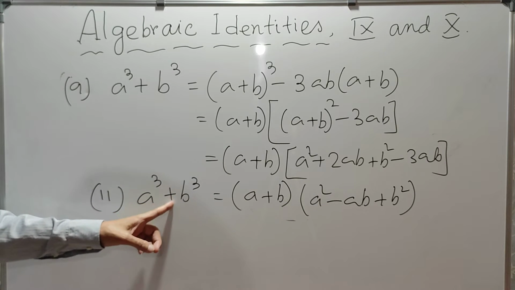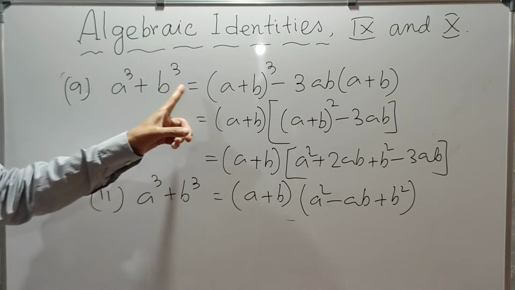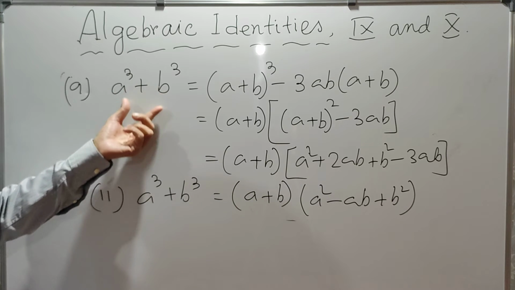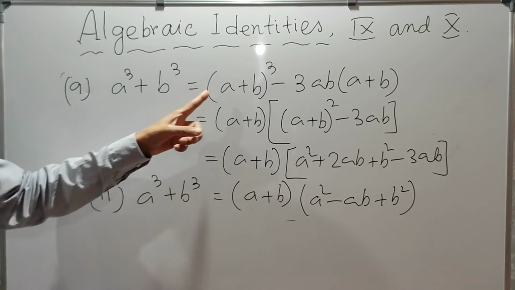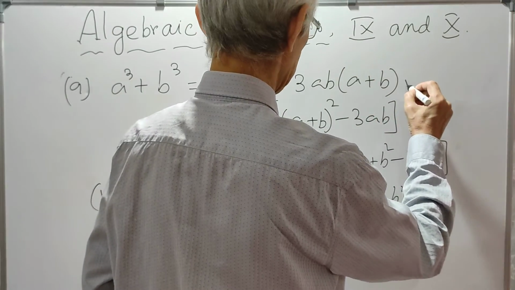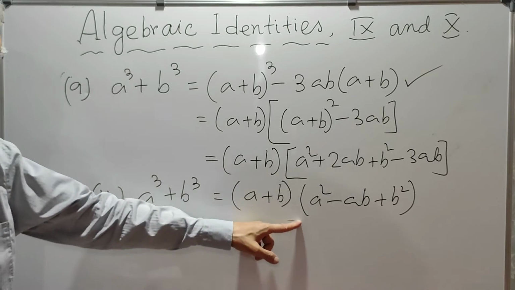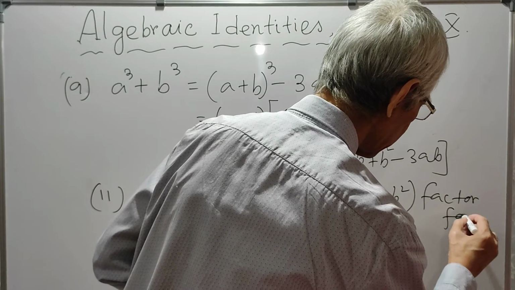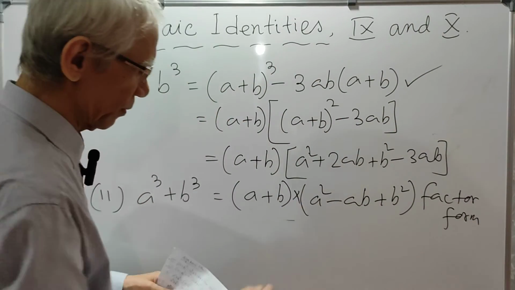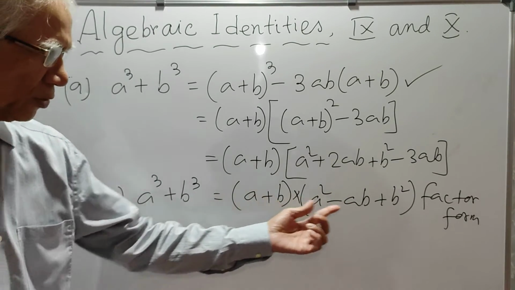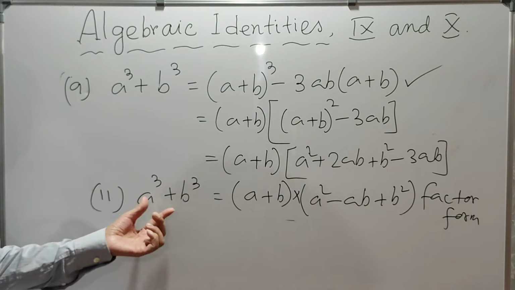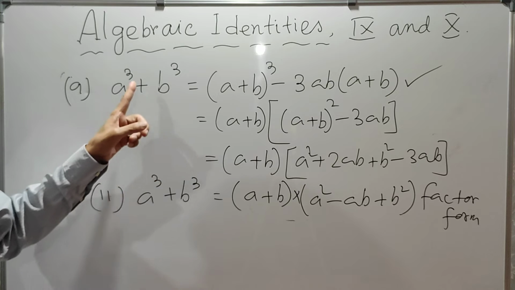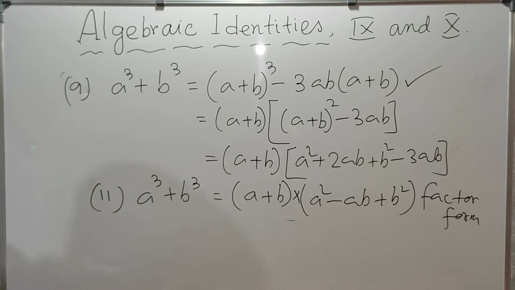So this 11th identity is obtained from the 9th identity. So the 9th identity is this one, all right. Then by taking common, you see a cube plus b cube has these two forms. This is the main form, and this is called the factor form. Why factor form? Because you see, these two are factors, so this can be expressed as a product of two factors. So the factor form of this formula is this one. Okay. So this is the 11th identity.